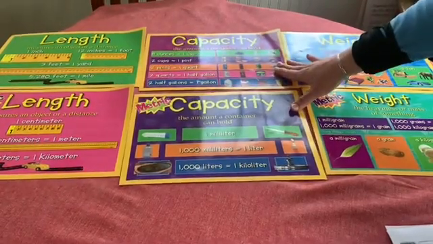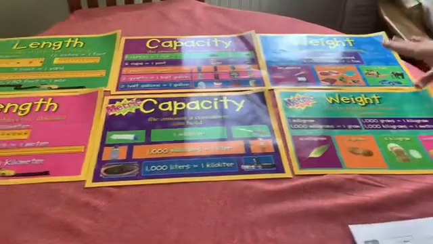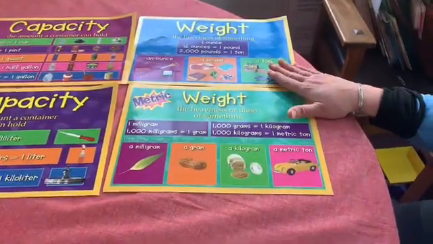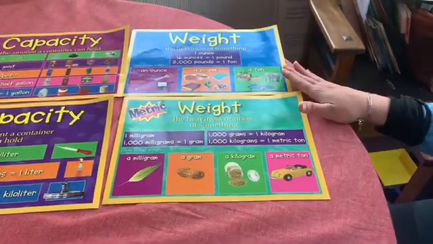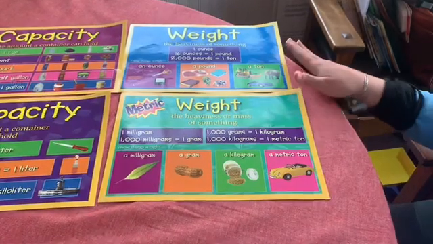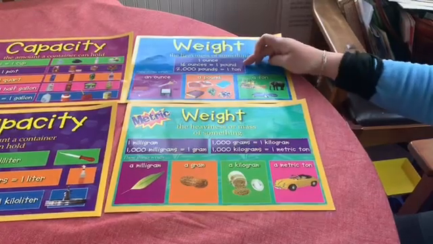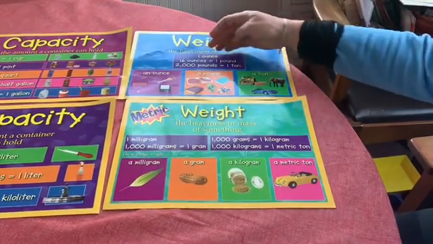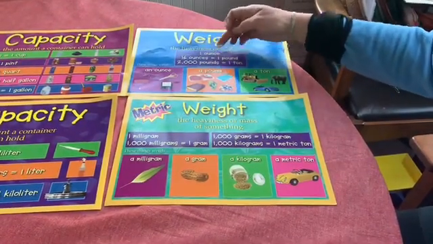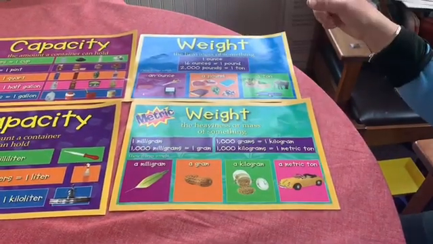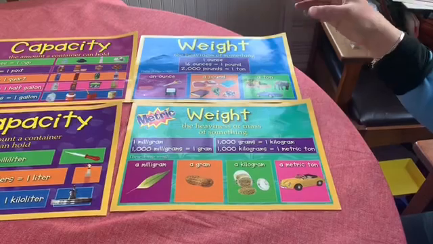Okay, after capacity, we came on to weight. Weight is the heaviness or the mass of something. And in U.S. customary, we talked about ounces and pounds. And it takes 16 ounces to equal 1 pound. Remember, we had our pound of pasta in a box.